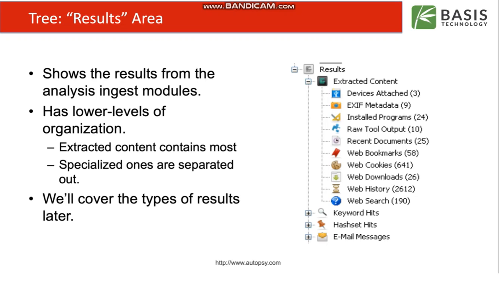Below the views area is the results area, and this shows you the results from the background analysis ingest modules that we'll talk about later on today. These are the modules that are going to analyze the data sources that were added to the system. By default, many of the results show up under extracted content, things like USB devices, EXIF, installed programs, documents that were opened, etc. Some items require a further level of organization, and they're pulled out. So keyword hits, hash hits, email messages, they have further structure below them, and they're out in a different layer than under extracted content. But pretty much all of the results that you'll get from any analysis modules are found here in the results section.